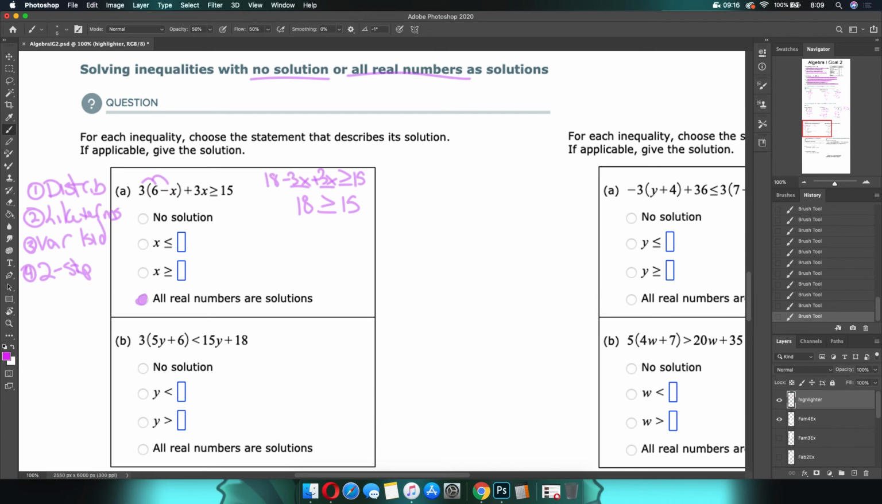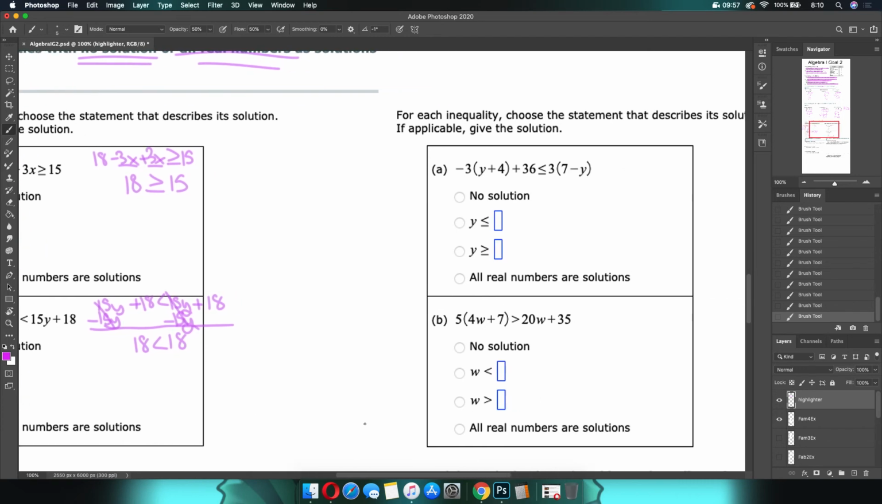Well, funny that. It's almost like they have a button for that. All right, next one. Step 1 is distribution. So that's going to be 15y plus 18 less than 15y plus 18. All right. Next up, like terms. Are there any like terms? Nope. Okay, next up, variable to one side. So minus 15y, minus 15y. Now, some people might have noticed, and I definitely noticed, the 15 and the 15 cancels. 18 less than 18. Well, gee, is 18 less than 18? No. And that's what they mean about no solution and all real numbers as an option, okay?